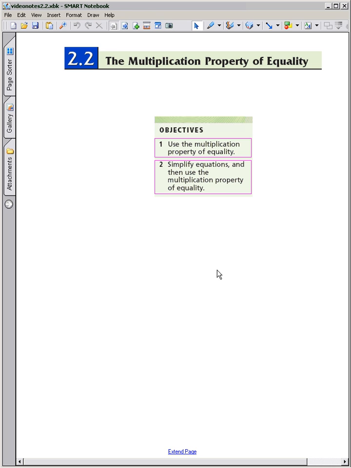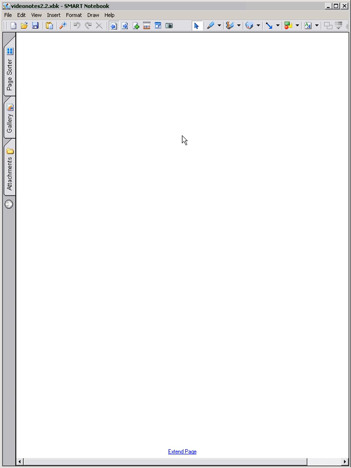This lesson will focus on using the multiplication property of equality to solve linear equations. So in this section, we're going to talk about using the multiplication property, and then simplifying equations, and then using the multiplication property of equality. So let's talk about, first off, what is the multiplication property of equality?